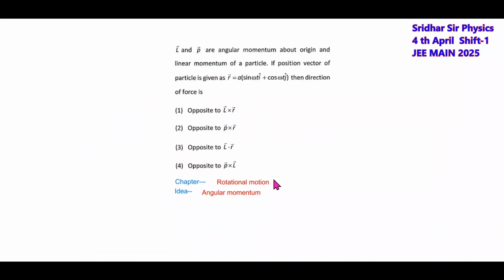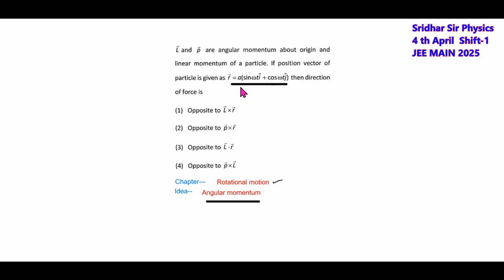This question belongs to the rotational motion concept of angular momentum. Let me read the question. L and P bar are angular momentum about the origin and linear momentum of a particle. If the position vector of the particle is a sine omega t i cap plus a cos omega t j cap, then what is the direction of the force? It is asking how the force vector will be directed.